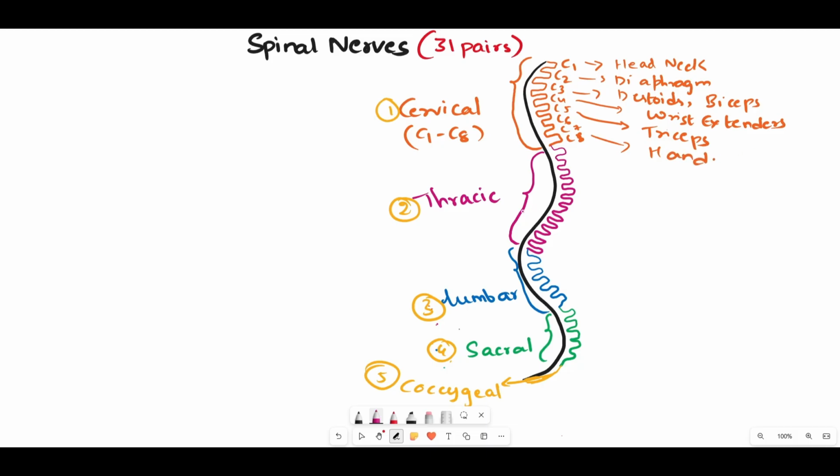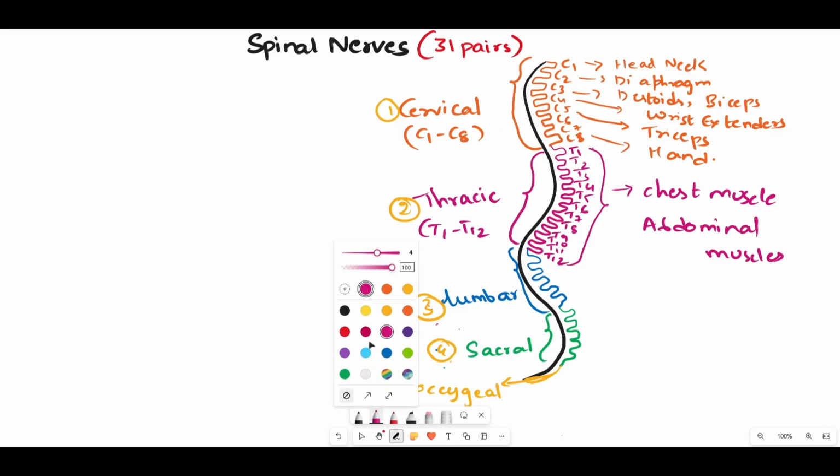Coming to the second part, which is the thoracic part. The thoracic nerves start with T1 to T12. From T1 to T12, they come under the thoracic part. These are mainly seen in the chest muscles and also in the abdominal muscles.